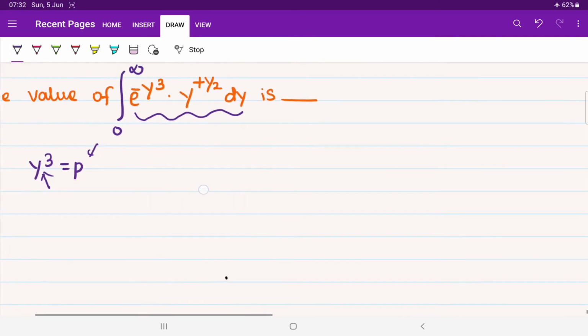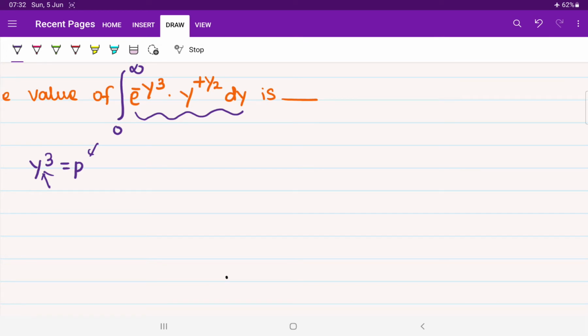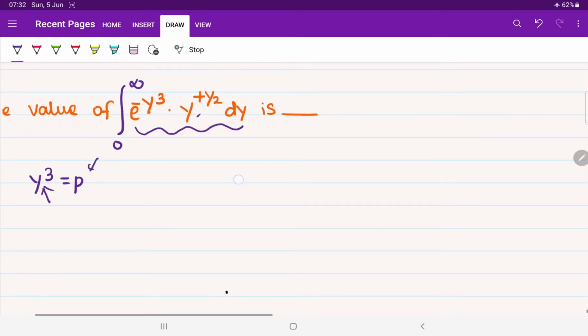Okay, sir. So the moment I am replacing y cube by p, it is very important to replace all other y parameters by p. And then see there, here the limits were given with respect to y.